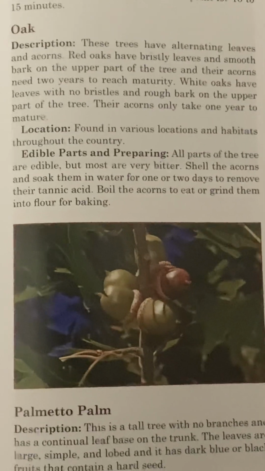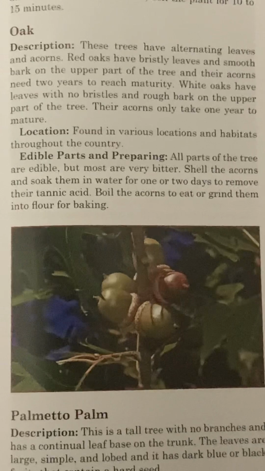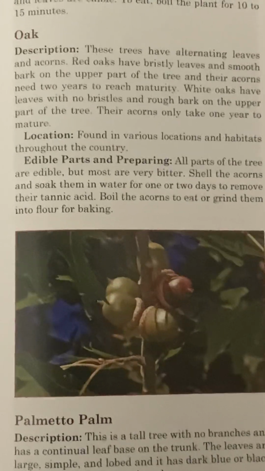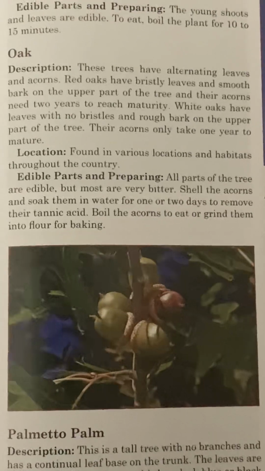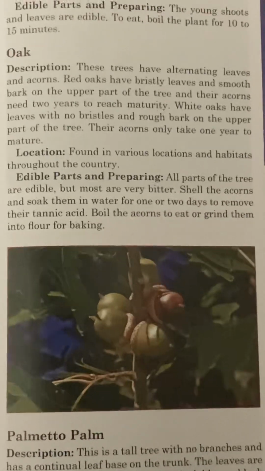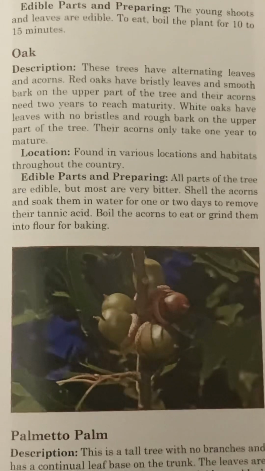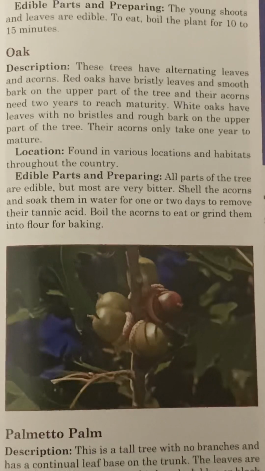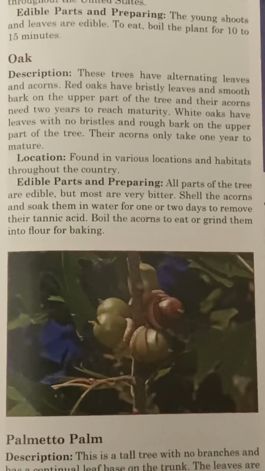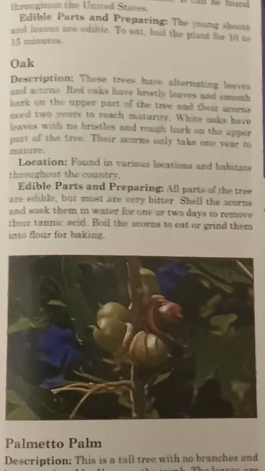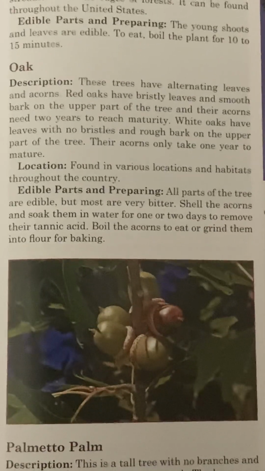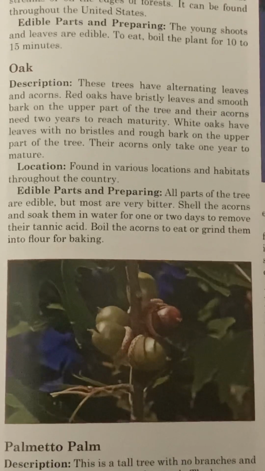Location. Found in various locations and habitats throughout the country. Edible parts and preparing. All parts of the tree are edible, but most are very bitter. Shell the acorns and soak them in water for 1 to 2 days to remove their tannic acid. Boil the acorns to eat or grind them into flour for baking.